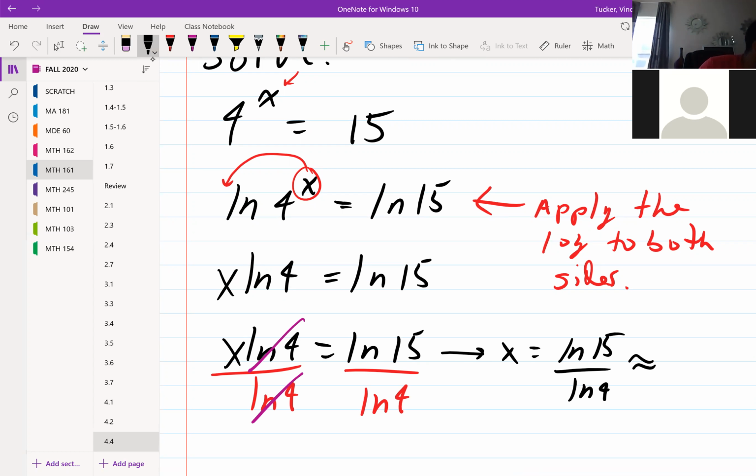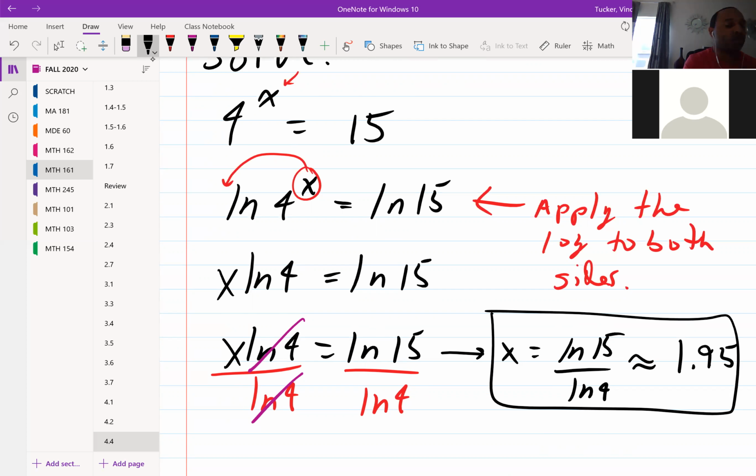And that would be approximately 1.95. Now, if they want the exact answer, then natural log of 15 over natural log of 4 would be your answer. But approximately it's 1.95. Also keep in mind, the natural logs do not cancel. You can't cancel out natural log over natural log and have 15 over 4 be your answer. Natural log of 15 is a number and the natural log of 4 is another number. So yeah, that is how your answer would stand. All right. Questions.